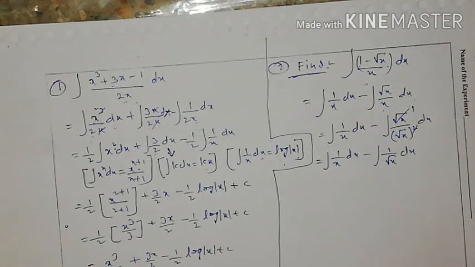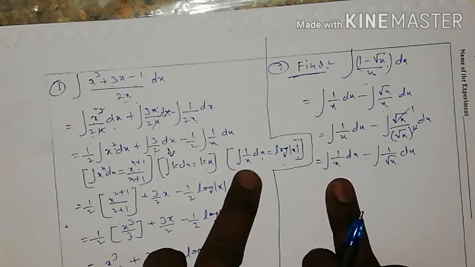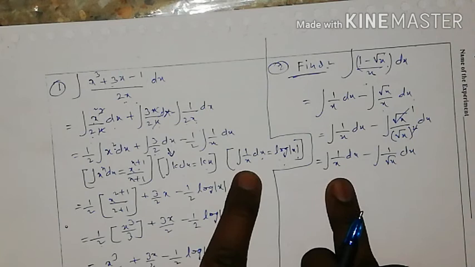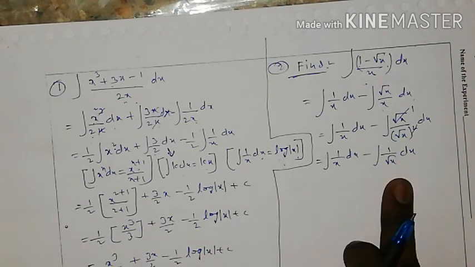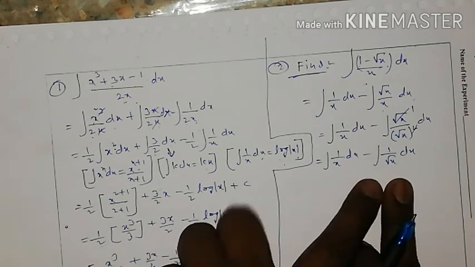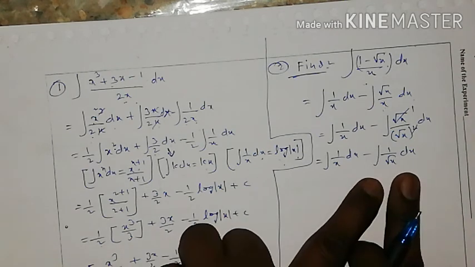Here you can apply the formula. So see the first one. It is in the form of 1 by x dx, which is nothing but log mod x. And the other is in which form? 1 by root x form. In the previous problem I explained here. First problem. Integration of 1 by root x means 2 root x.